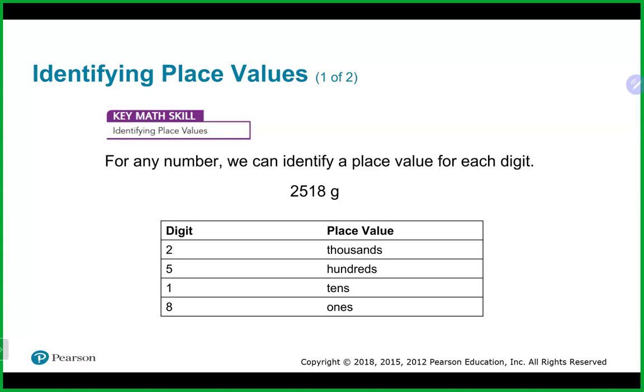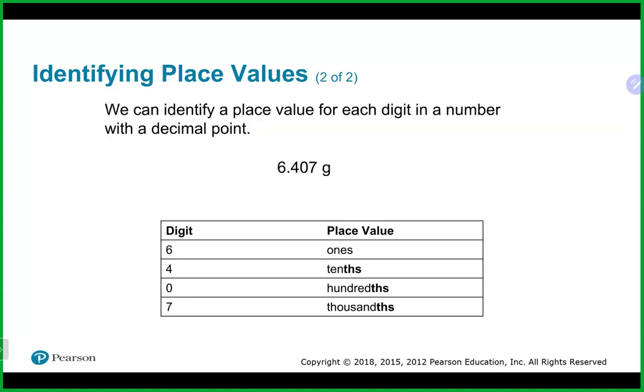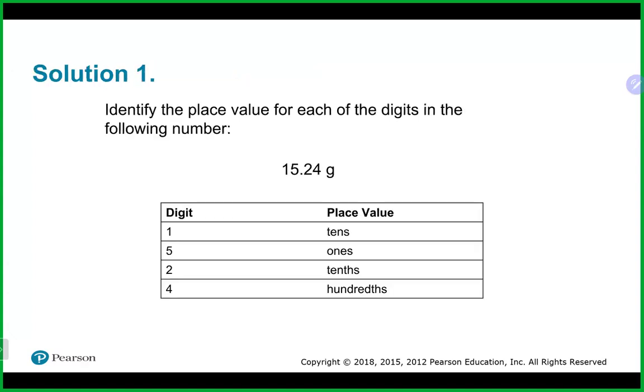So identifying those types of things is really important. Obviously, when we have decimal places as well, in this case 6.407, the 4 there is the tenths place, the 0 is the hundredths place, and the 7 at the end is the thousandths place. All right.